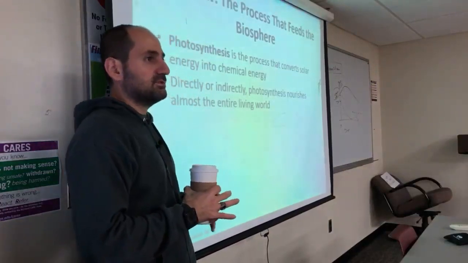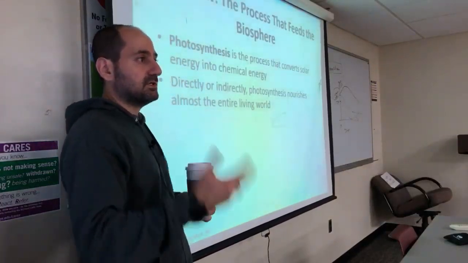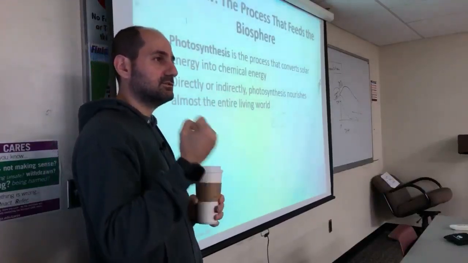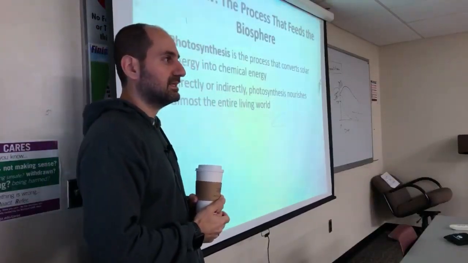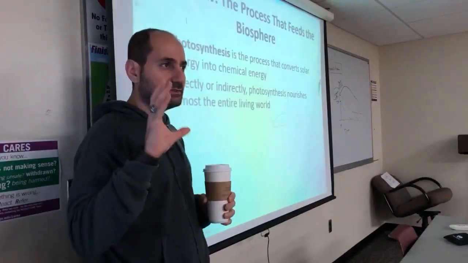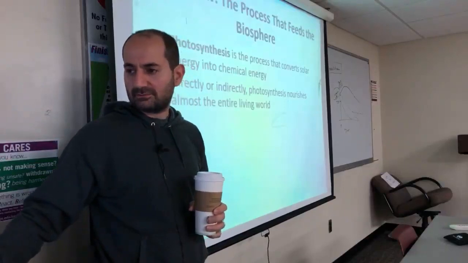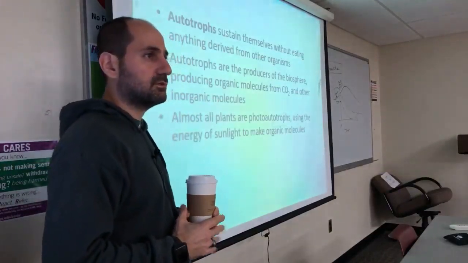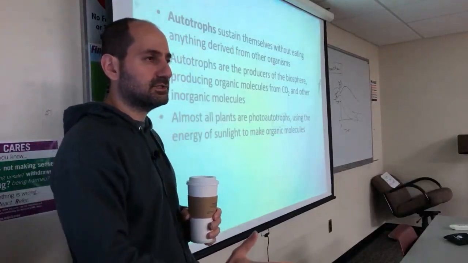We should obviously know what photosynthesis is, which is the process of using solar energy and converting it into a chemical energy that we can use, right? Sugars and things. And directly or indirectly, this nourishes all of life. You should know what autotroph means. These are organisms that can sustain themselves, usually through photosynthesis.